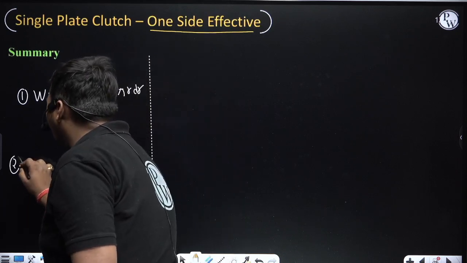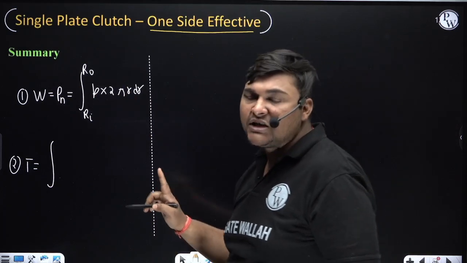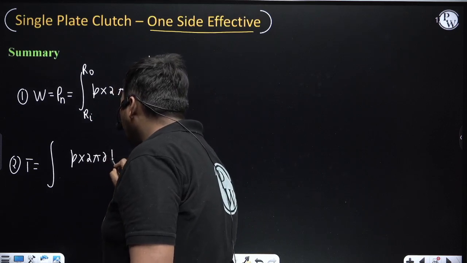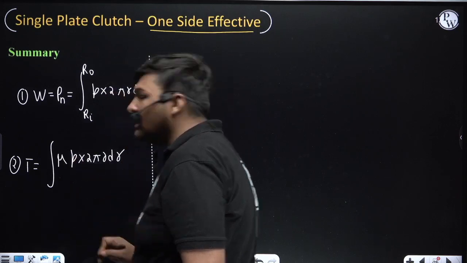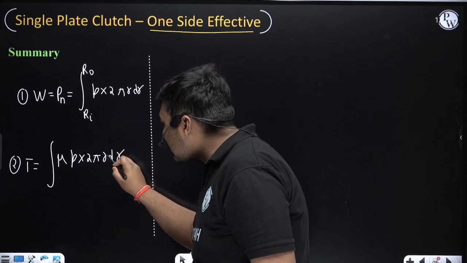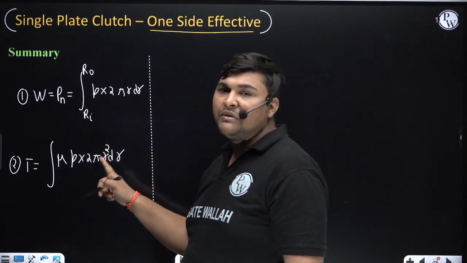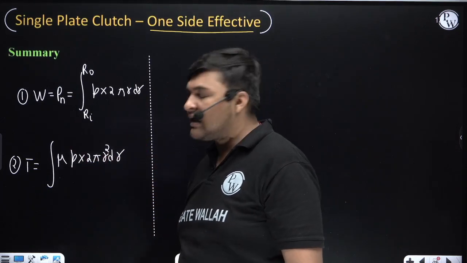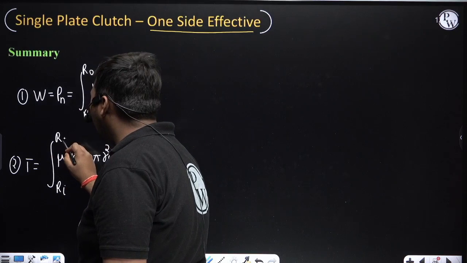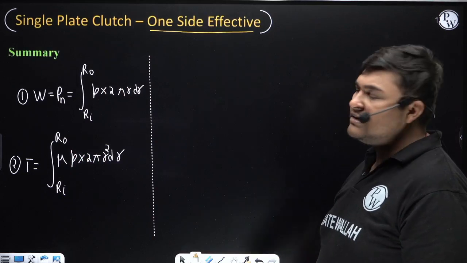The formula to calculate the total torque transmitted is: first find the expression of torque transmitted by a strip. First write the expression of pressure force on the strip, which is P into 2 pi r dr. Now, for friction force we need to multiply by mu. For friction torque, again we need to multiply this term by r. This one r is already coming, and r and r will become r squared. Now we integrate this term across the friction lining, from Ri to R naught, and we get the expression of total torque transmitted. These two equations are very important. If pressure as a function of R is given, we can find W and torque by integration.